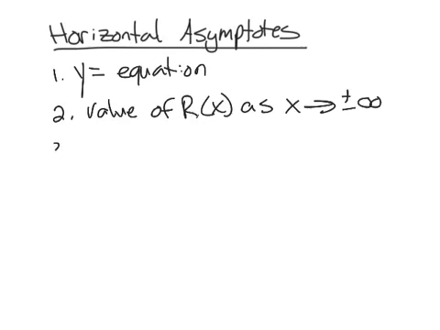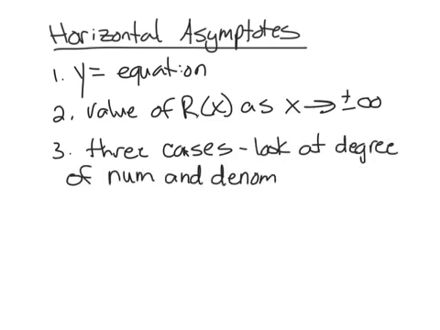So what we do is that we look at 3 cases. You can either evaluate your function for a very large value of x, or you can look at 3 cases. And to do that, you have to look at the degree of the numerator and the denominator. So you're going to make sure that your numerator and denominator are both in standard form with the highest degree term first. And then again, you're going to look at the degrees, and there are 3 cases.